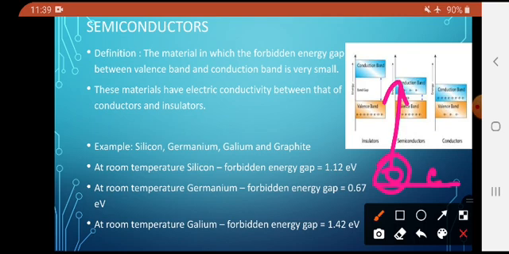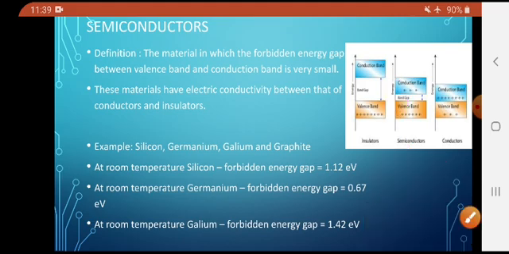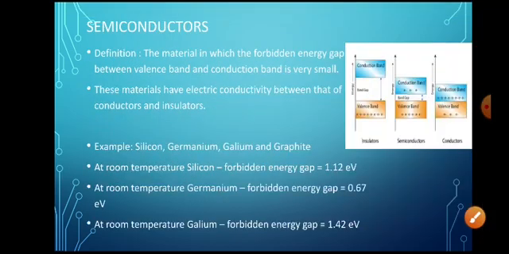This hole is filled by the neighboring electrons. So the electron movement and the hole movement are opposite in direction. So in semiconductors, the charge carriers are the holes. The current can flow through the holes and also through the electrons.